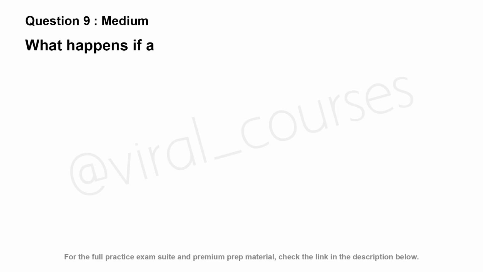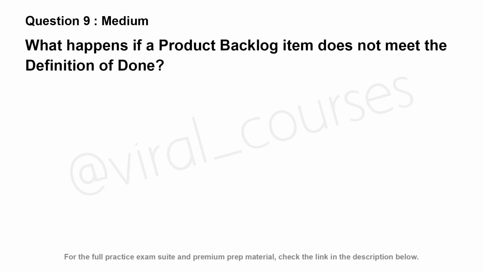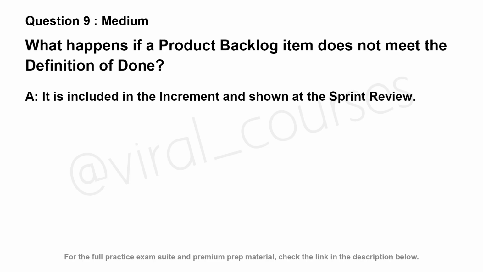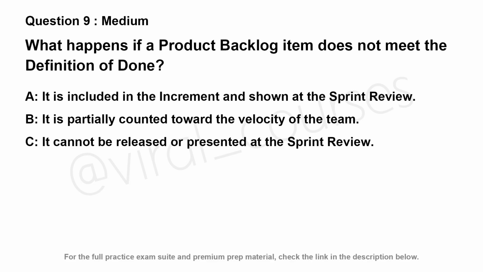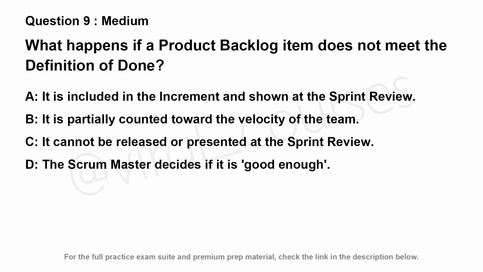What happens if a product backlog item does not meet the definition of done? Option A. It is included in the increment and shown at the sprint review. Option B. It is partially counted toward the velocity of the team. Option C. It cannot be released or presented at the sprint review. Option D. The Scrum Master decides if it is good enough.